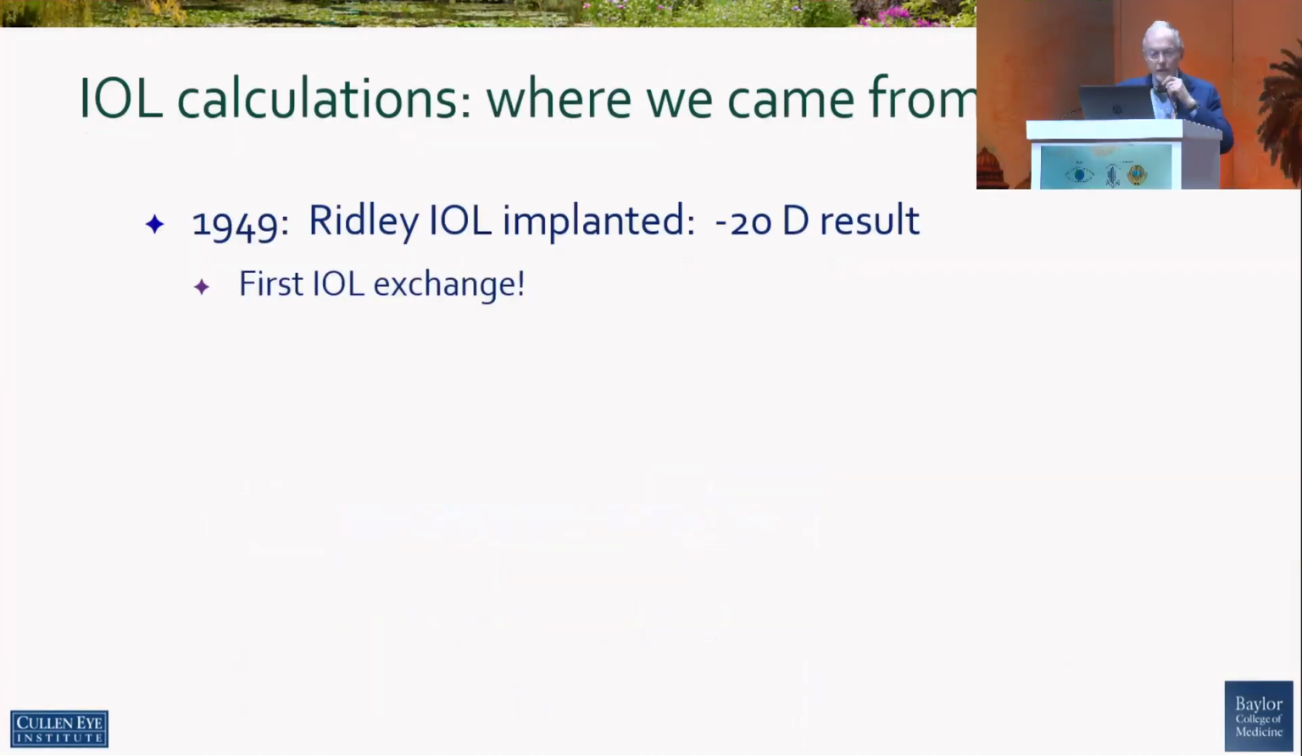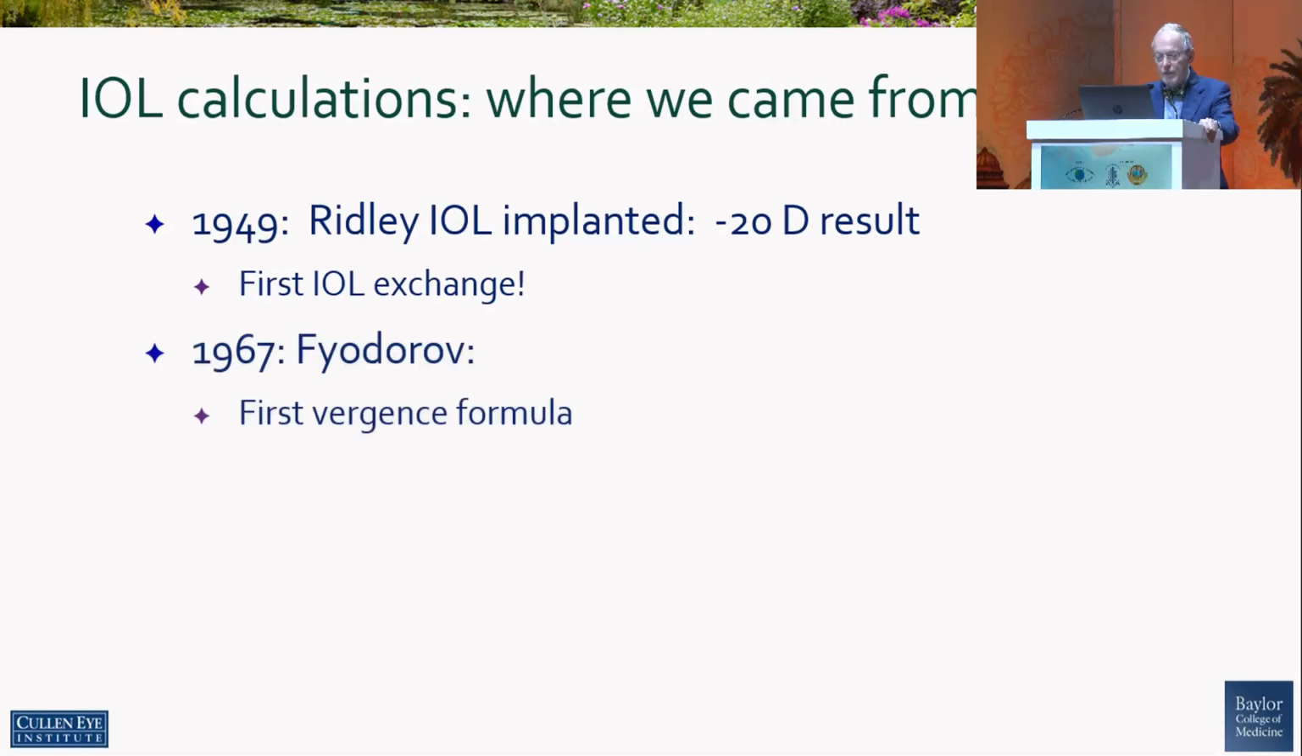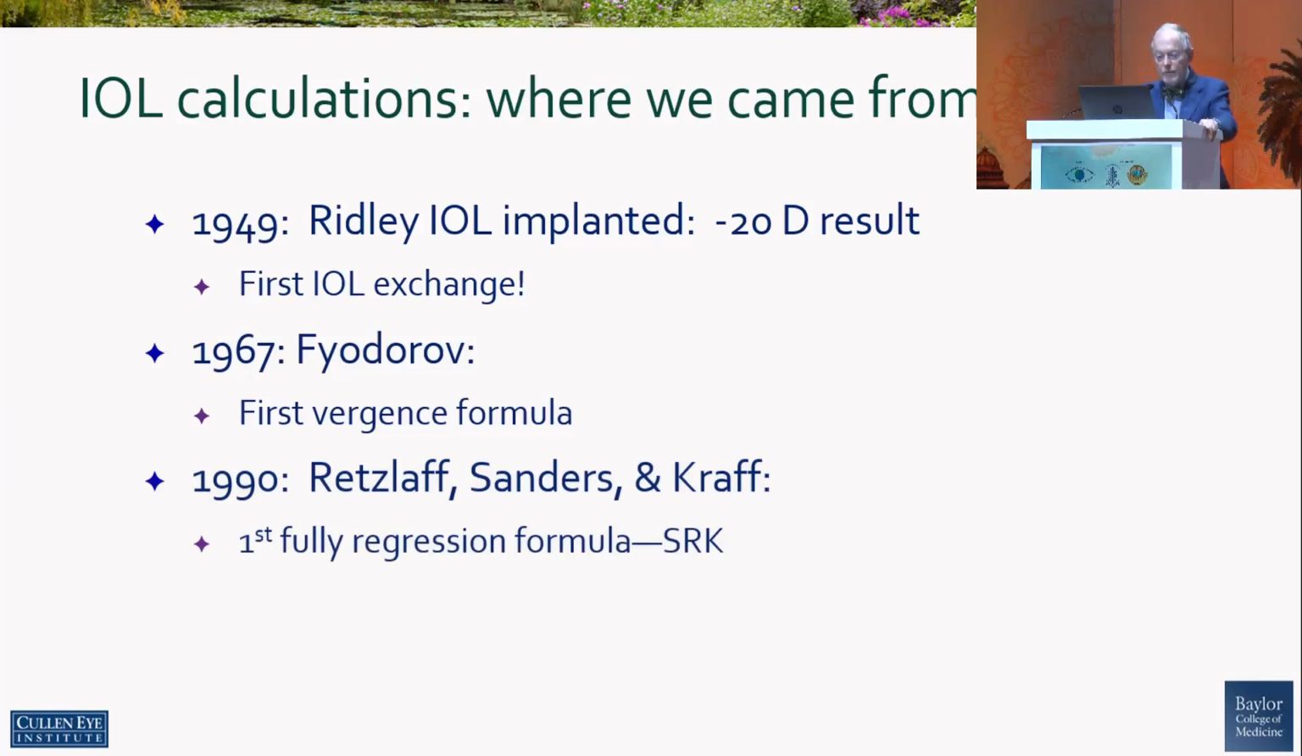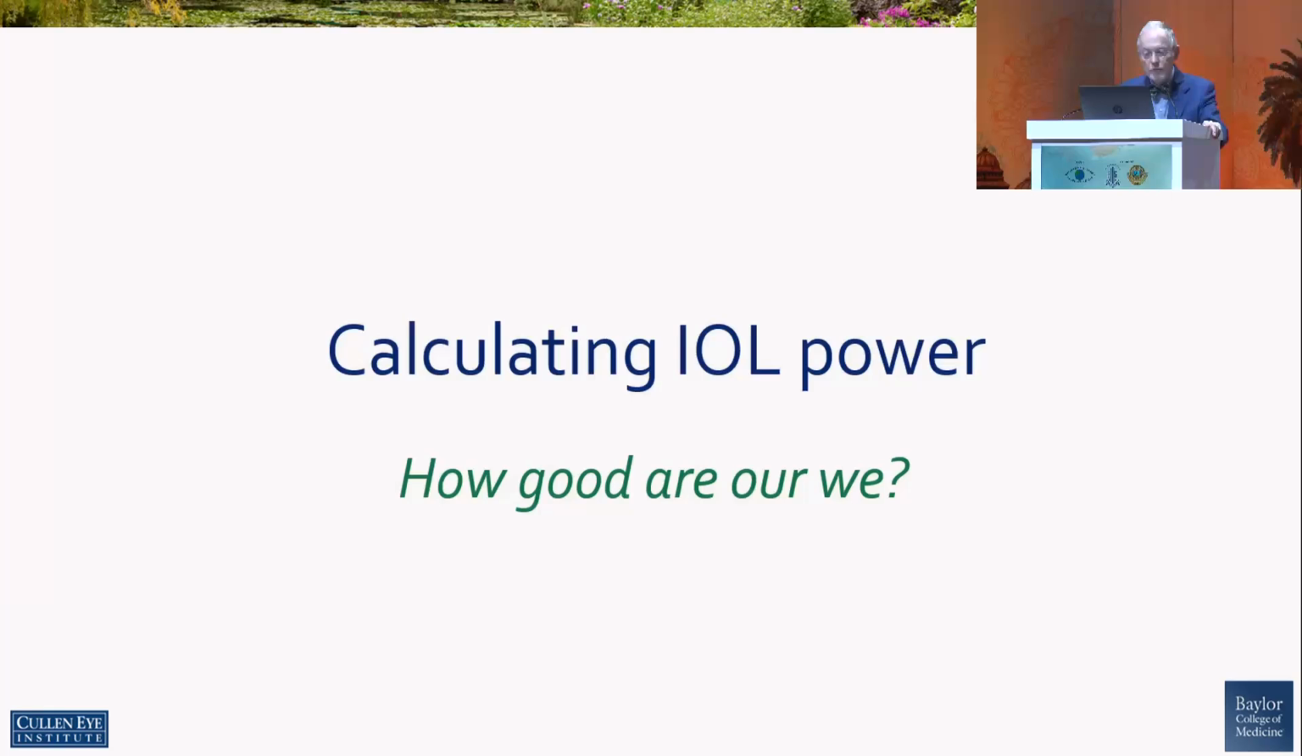It's interesting to think of the history. The first IOL was in 1949 when Ridley implanted it, and that patient came out -20, so he had to do an IOL exchange. That was also the first IOL exchange. The first vergence formula was in 1967, Fyodorov. Then the first regression formula, in 1990, with Retzlaff, Sanders, and Kraff, the SRK. And then the first ray tracing formula by Rolf Preussner in 2002.